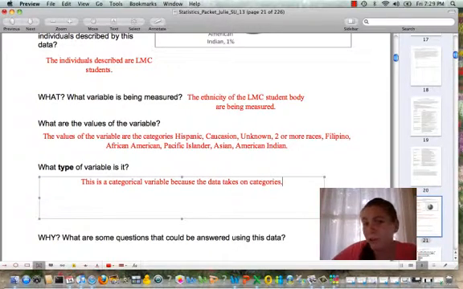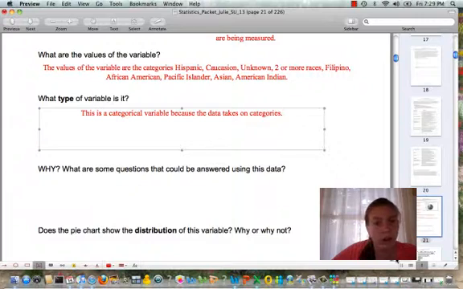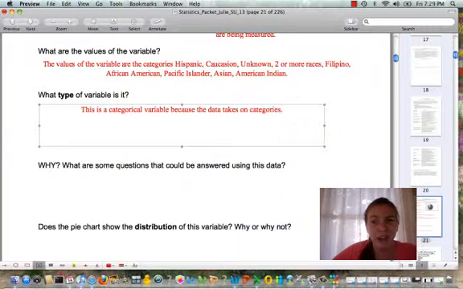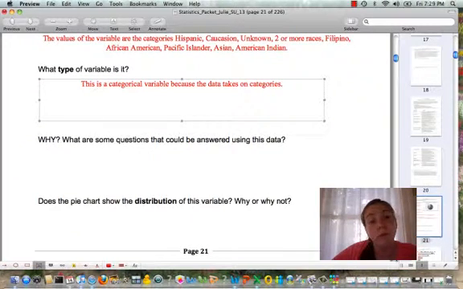And then the why wants to know what are some questions that could be answered using this data. So here you could have some freedom to make up your own question. A question I might ask, looking at the circle chart here, the pie chart, would be what percent of LMC students are not Caucasian?